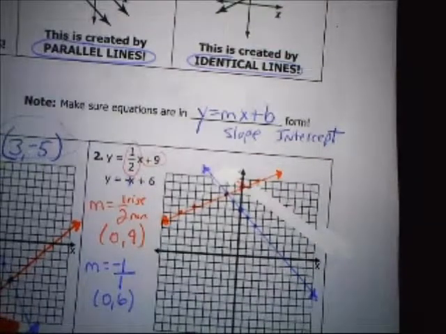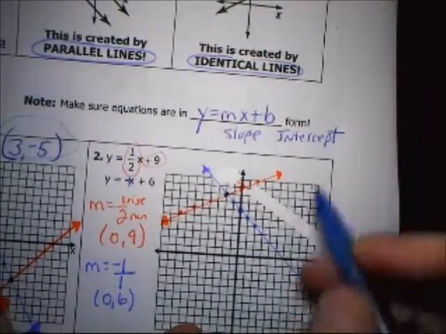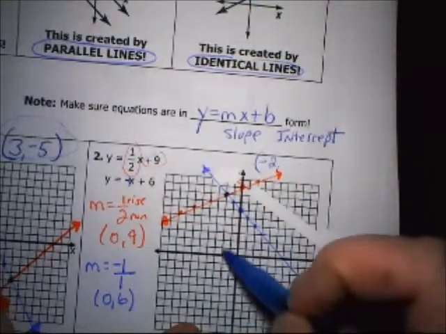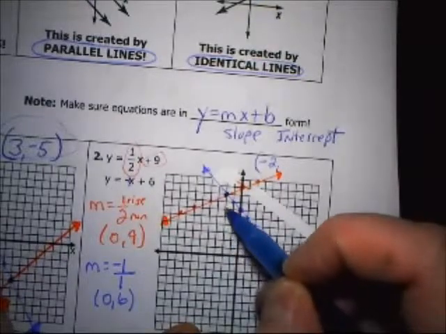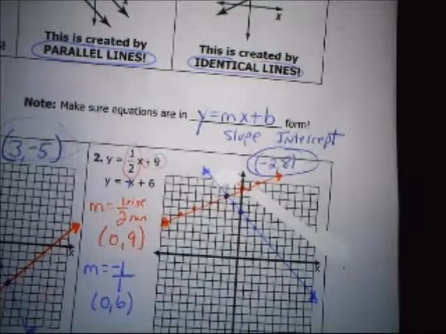And now my lines intersect where I can see their intersection point. Looks like it's negative 2, 1, 2, 3, 4, 5, 6, 7, 8. Looks like it's negative 2, 8 for my intersection point.